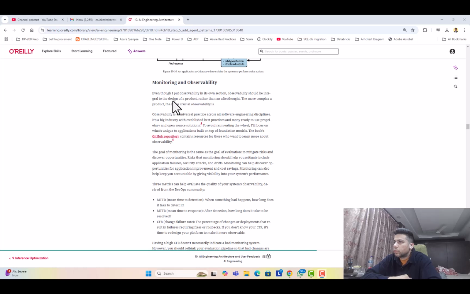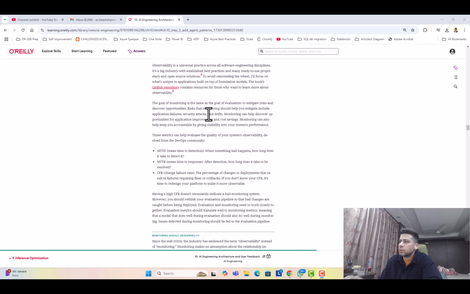Okay. The goal of monitoring is the same as the goal of evaluation: to mitigate risks and discover opportunities. Risks that monitoring should help you mitigate include application failures, security attacks, and drifts. Monitoring can help discover opportunities for application improvement and cost savings. Monitoring can also help keep you accountable by giving visibility into your system's performance. Three metrics can help evaluate the quality of your system's observability, derived from the DevOps community.